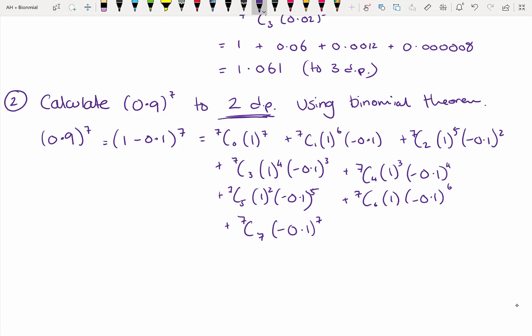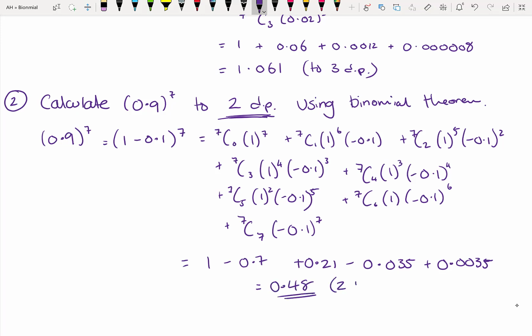So actually, if we want to add them up, we've got 1 minus 0.7 plus 0.2, 1 minus 0.035 plus 0.0035, and anything beyond that is going to give me something too small to make a difference. I don't need to bother with it. And so that gives me 0.48. That's my answer to 2 decimal places.